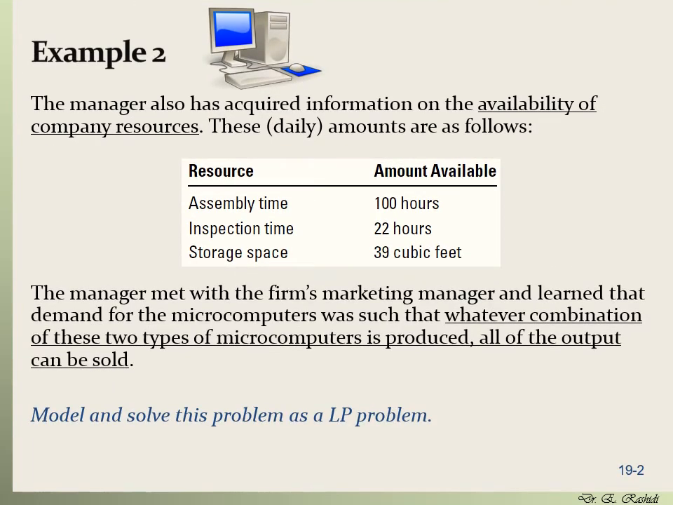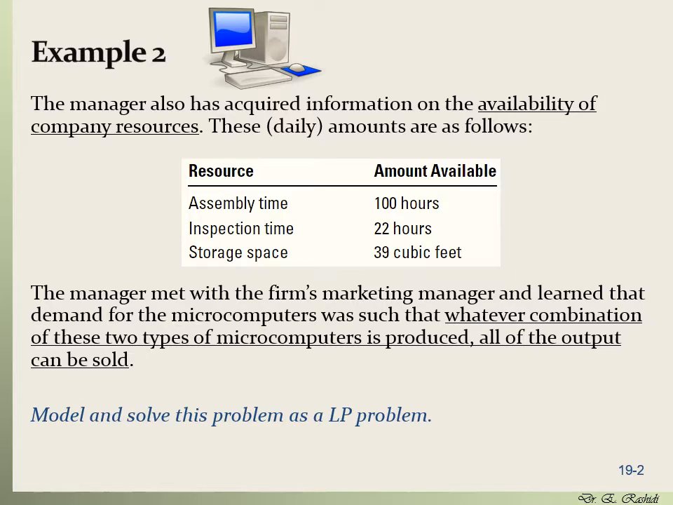The manager has also acquired information on the availability of company resources as follows. Assembly time, they have only 100 hours. For inspection, they have 22 hours. Storage space, they have a total of 39 cubic feet.